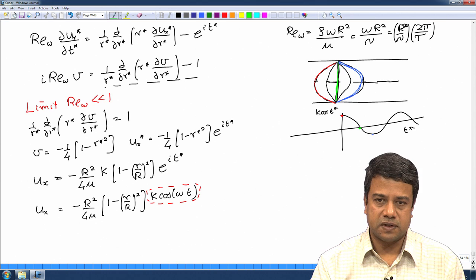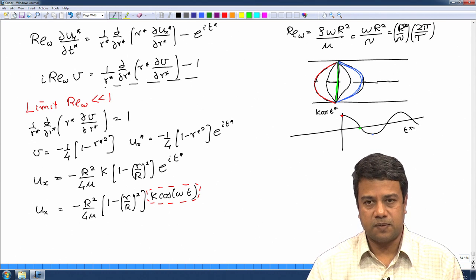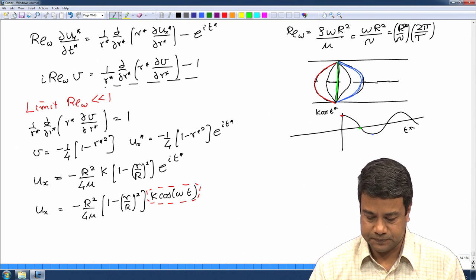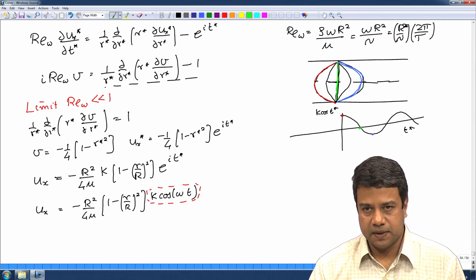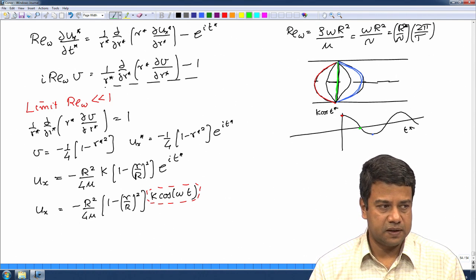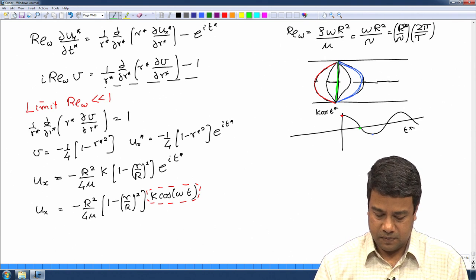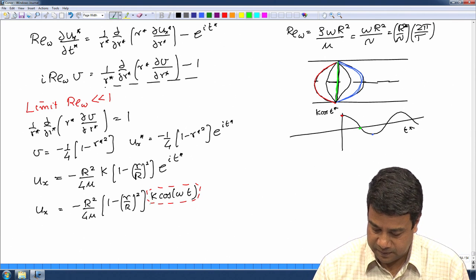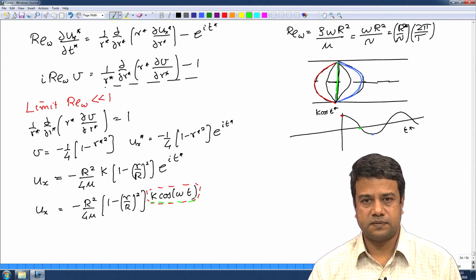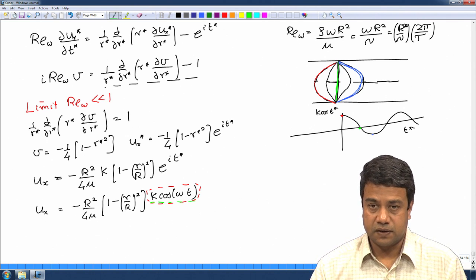The amplitude of that velocity profile changes as the amplitude of the pressure gradient changes. So, we get back the exact same parabolic velocity profile, except that it is the instantaneous pressure gradient that has to be put into this velocity profile. So, that is the limit of low Reynolds number.